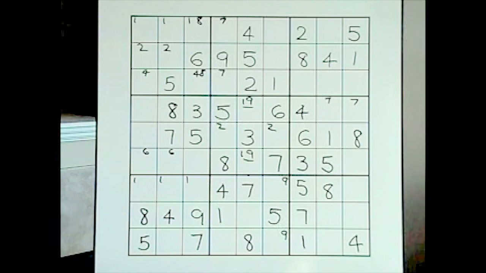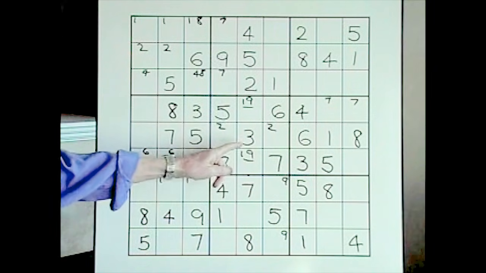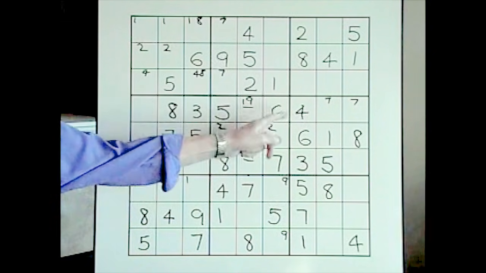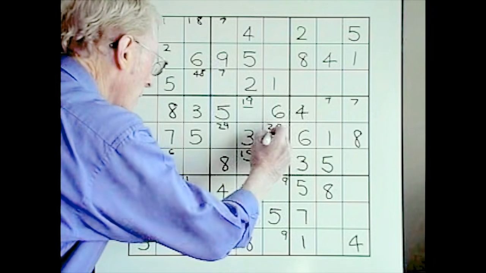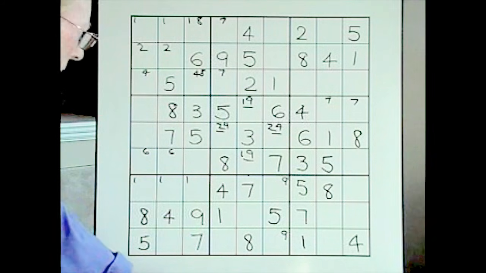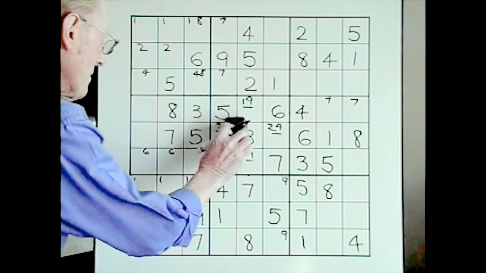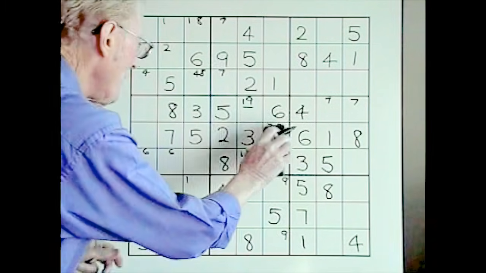So what is missing then? Let's go through it. 1, 2 is missing, 3, 4. 4 is missing in this block. So that means that this can be a 4 and this can be a 4. Now what's the ramification of that? Well, we have a 4 down here. So that means that this becomes a 2 and this becomes a 4.